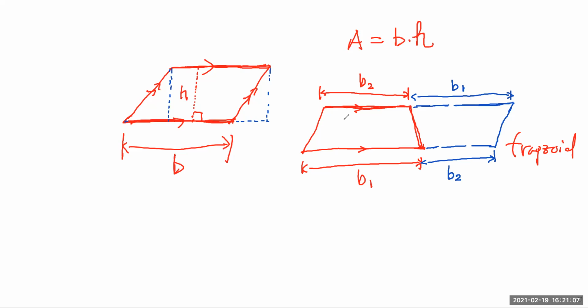So now you see that we got two trapezoids, right? Right. And when we put them side by side, we got another parallelogram. And the formula for a parallelogram we know is base times height, right? Right. So for this parallelogram, the area is b sub 1 plus b sub 2 times height, right?